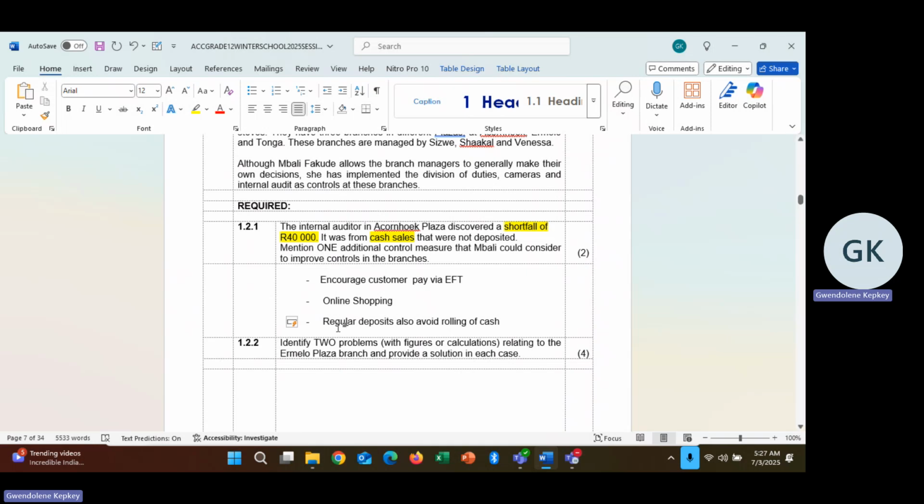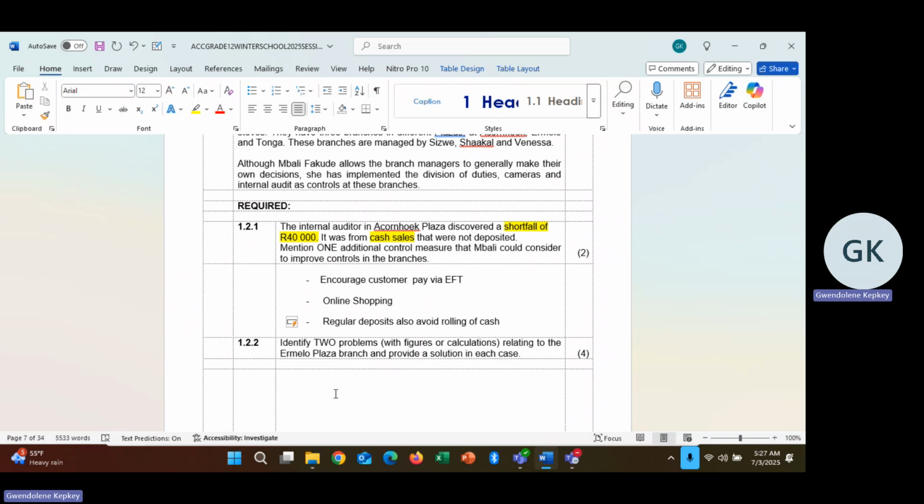So if you do not have large amounts of cash on hand or on the premises, this can be avoided. So those are the possible answers that we need to put there. Ma'am has given you more than one. They have just asked for one, but I've indicated all three possible answers. Remember, if they ask for one, you give them one. Okay? Not more than what they ask.